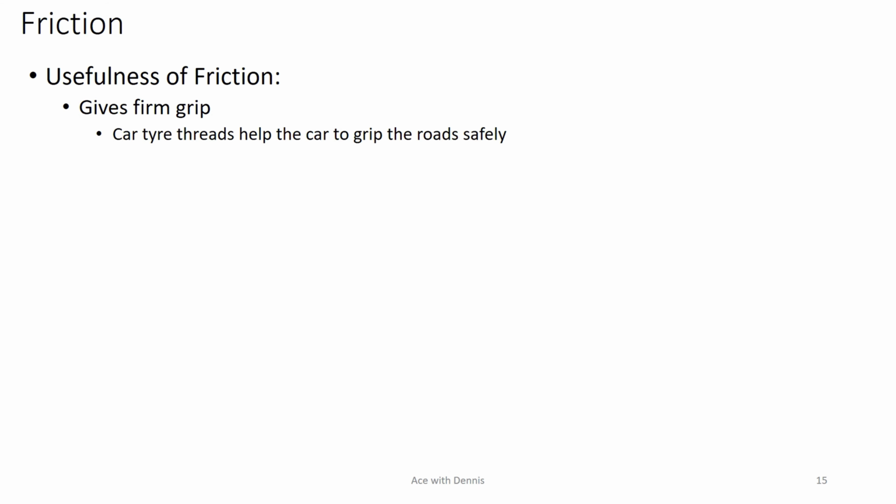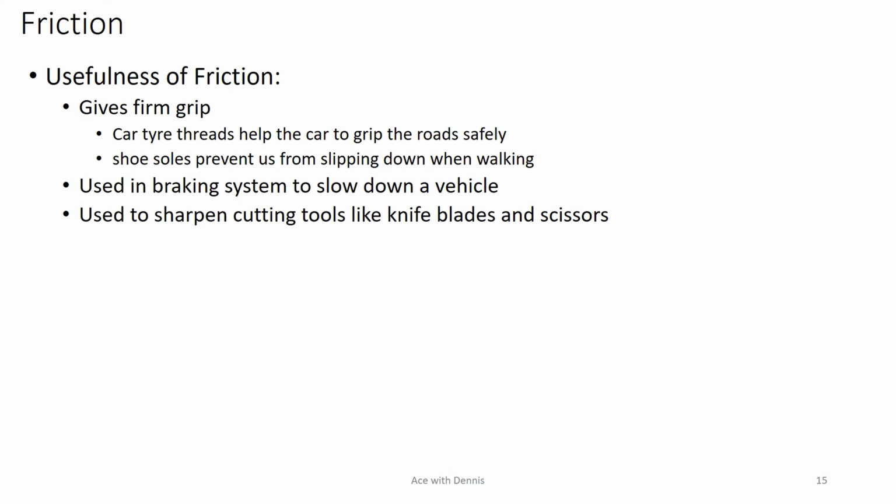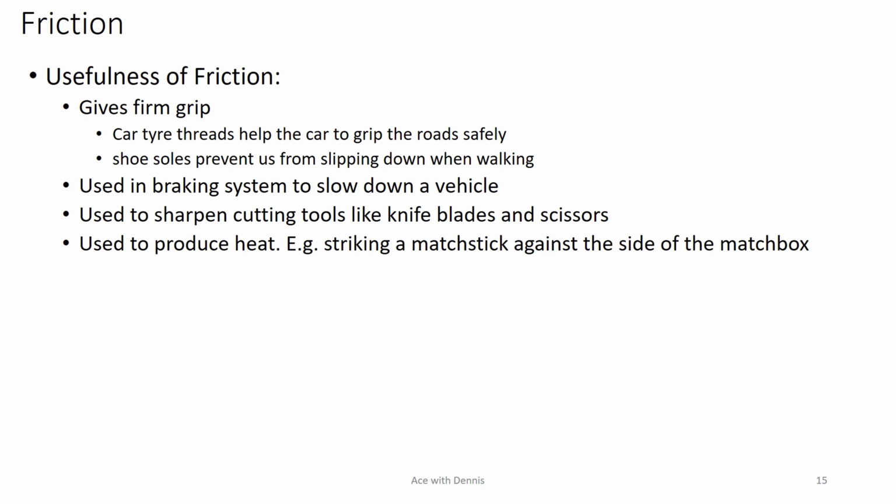Friction sometimes can be useful and sometimes is undesirable. Friction can give us firm grip. For example, car tire treads help the car to grip the roads safely. The shoe soles can prevent us from slipping down when walking. It also can be used in braking systems to slow down a vehicle. It can also be used to sharpen cutting tools like knives, blades, and scissors. It is also used to produce heat, for example, striking a matchstick against the side of the matchbox.